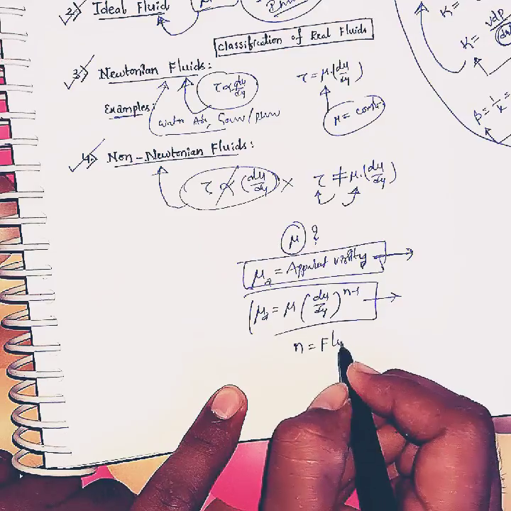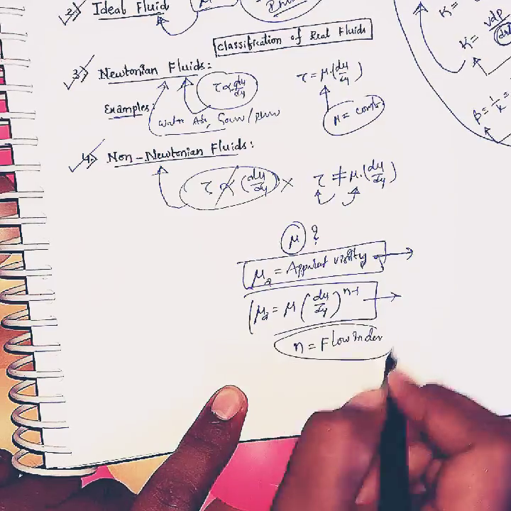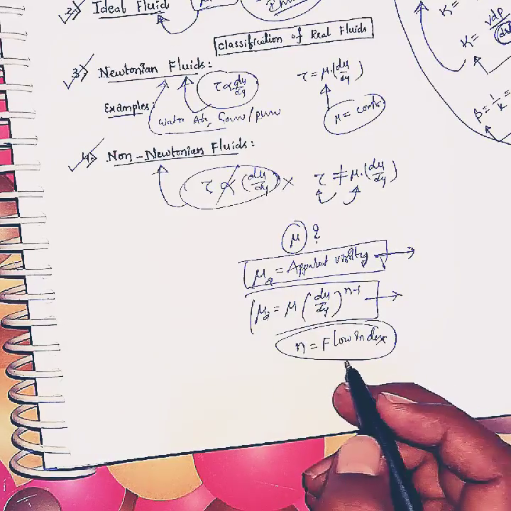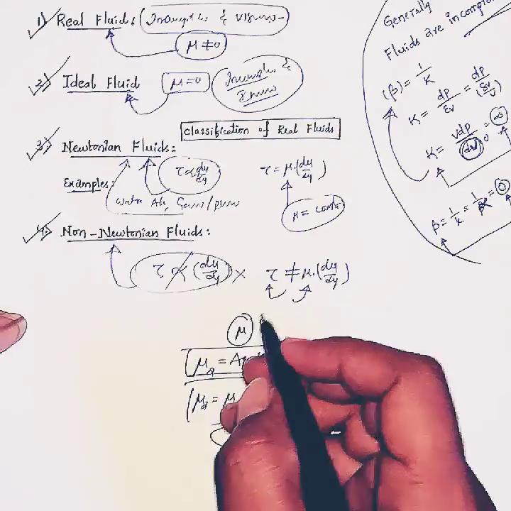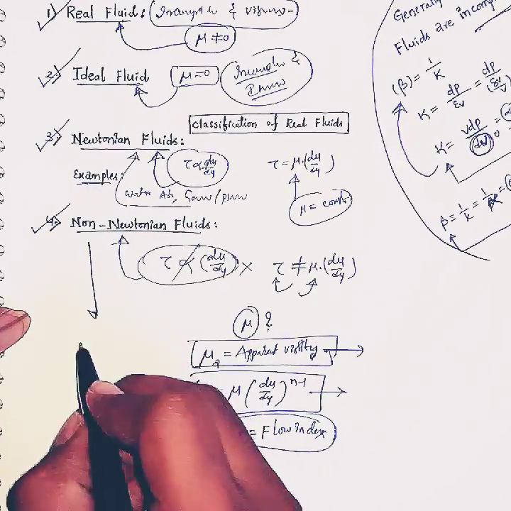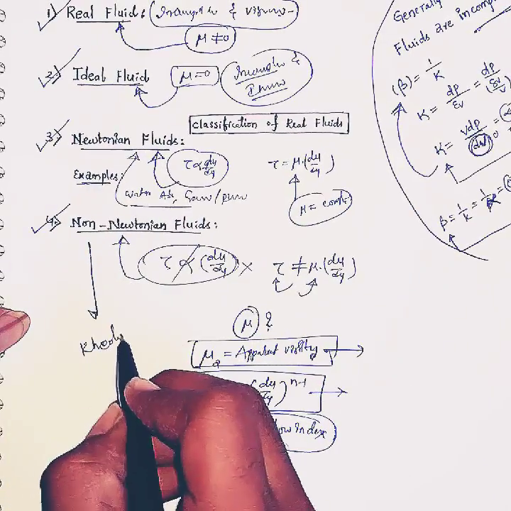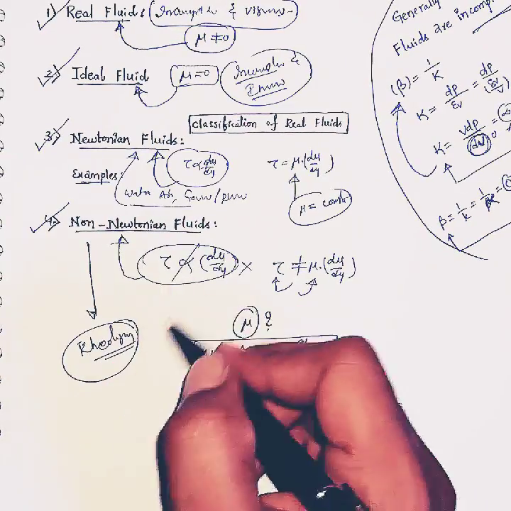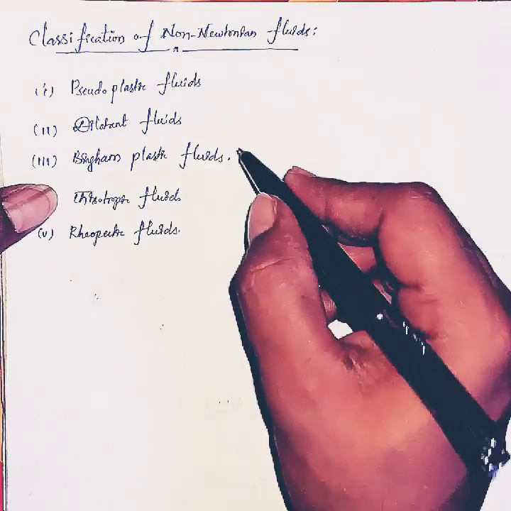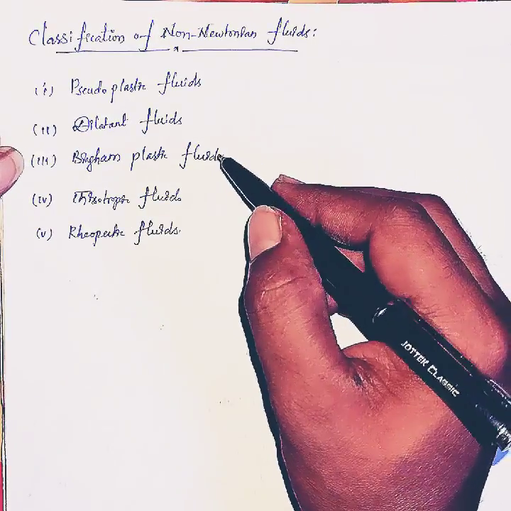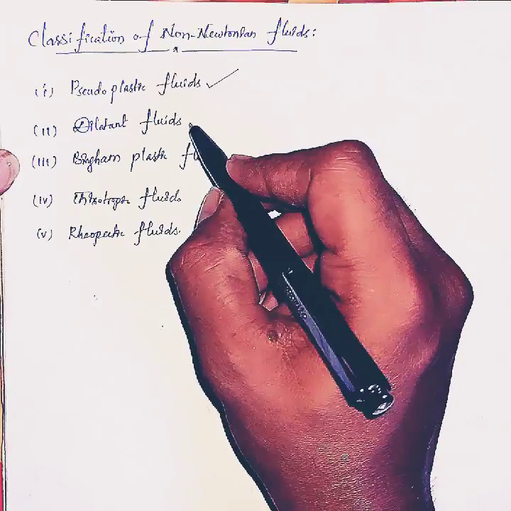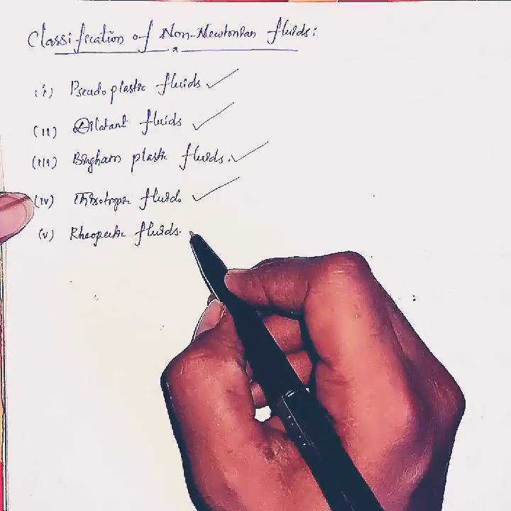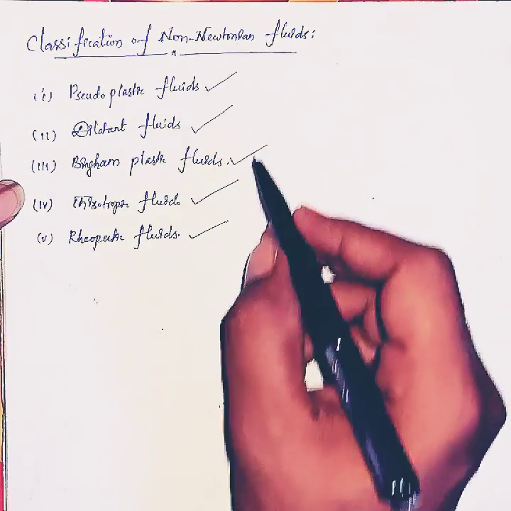N is nothing but the flow index. It will vary based upon the type of non-Newtonian fluid. Please listen carefully. The study of non-Newtonian fluids is called rheology. And if you see the classification of non-Newtonian fluids, that is pseudo-plastic fluids, dilatant fluids, Bingham plastic fluids, thixotropic and rheopectic fluids. These are the classification of non-Newtonian fluids.